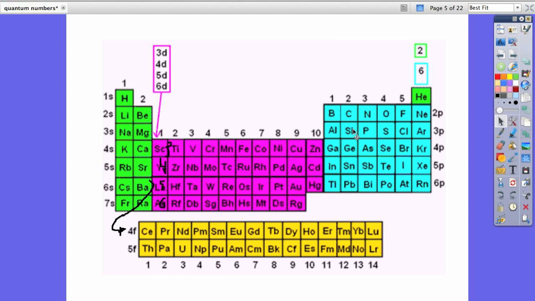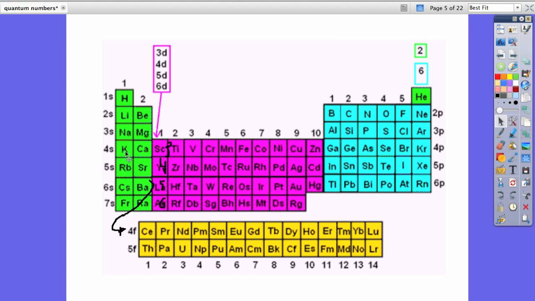So 3 is a principal quantum number, but you have to remember that the d block does not start with 4. D block actually starts with 3. So this is 3d, 4d, 5d, and 6d. So all these elements here in pink are going to have 3 as the principal quantum number, just like these two and all of these here.